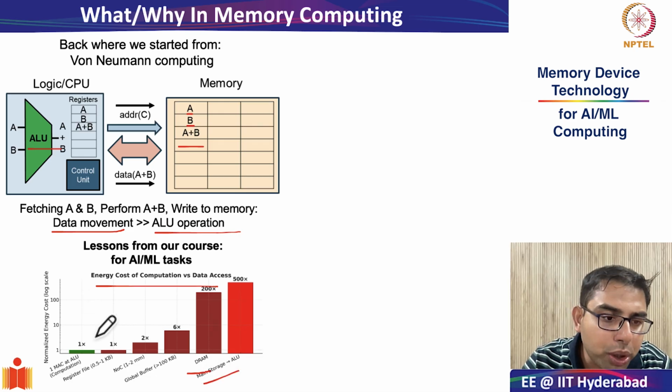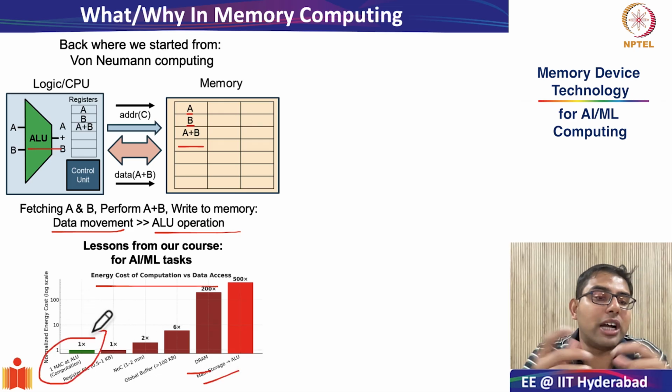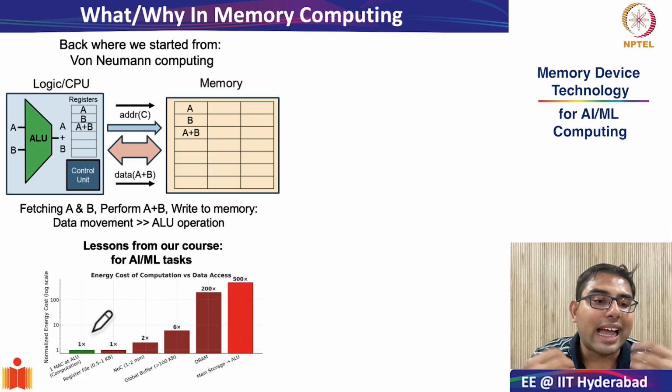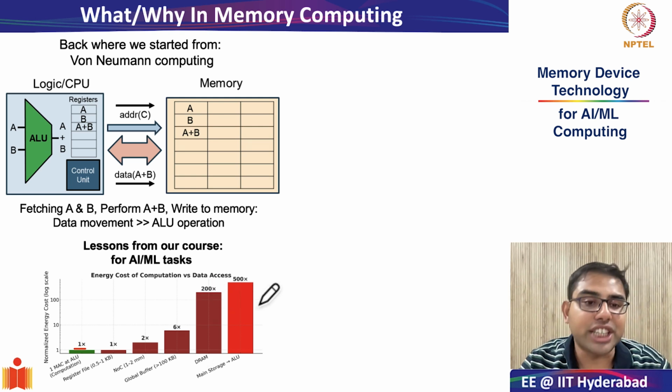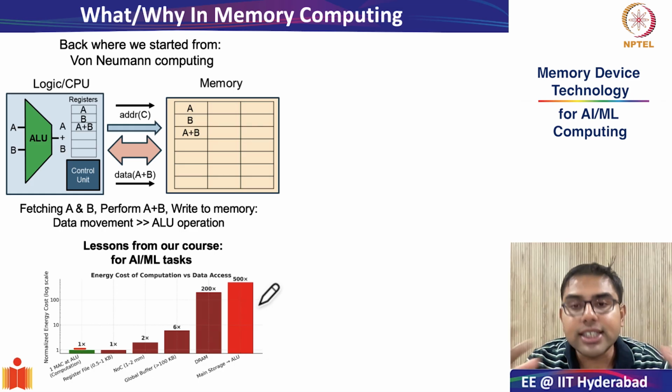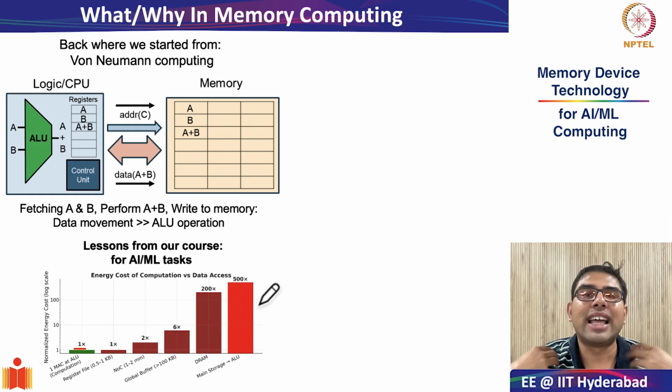So an actual MAC operation, or multiply and accumulate operation, at the arithmetic logic unit, if it costs 1x the energy, the data movement to and fro from DRAM and NAND flash costs roughly 200 to 500 times. And this is what led to the unsustainably large power consumption in modern day AI/ML systems.